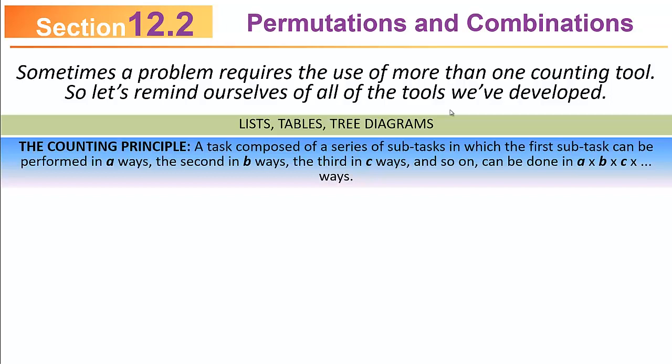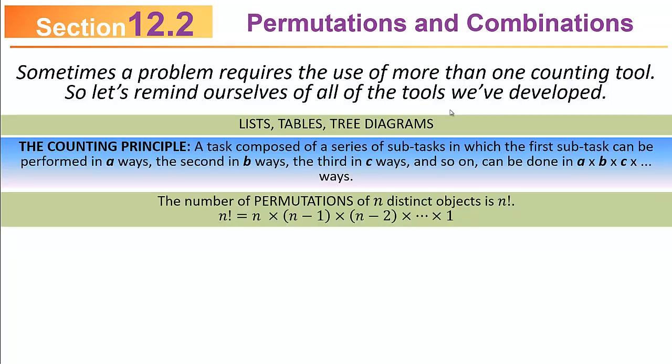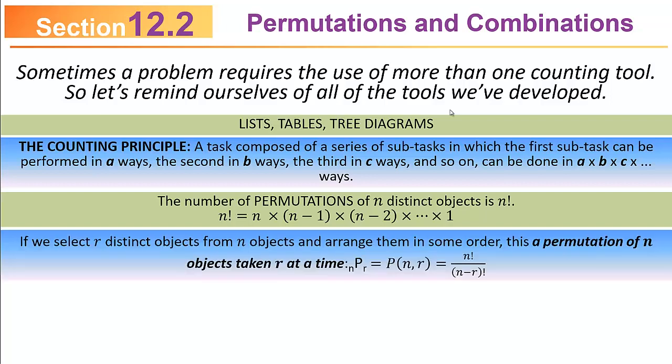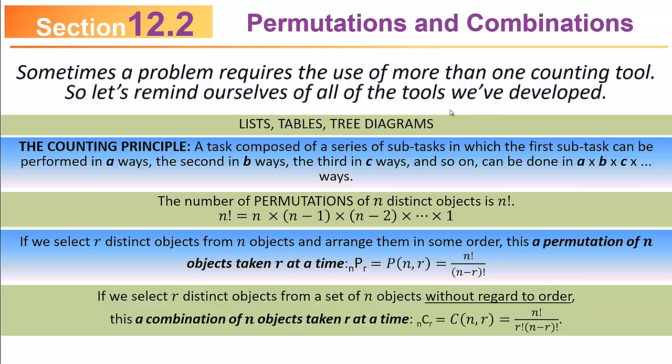We talked about the counting principle. We talked about the permutation formula as a factorial. Remember, a factorial is a special type of permutation where you take them all at a time. We've talked about permutations when you don't take them all at a time, you take n objects r at a time. We've talked about combinations where order doesn't matter. So we're building a toolbox of tools that help us count arrangements of things and different items that we want to count.